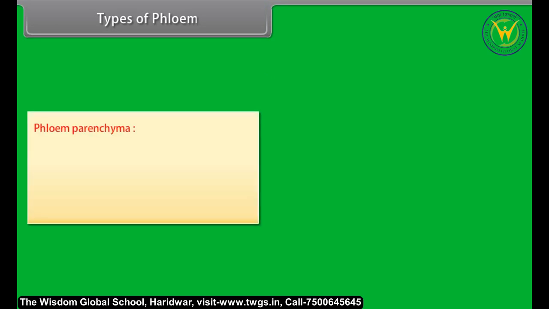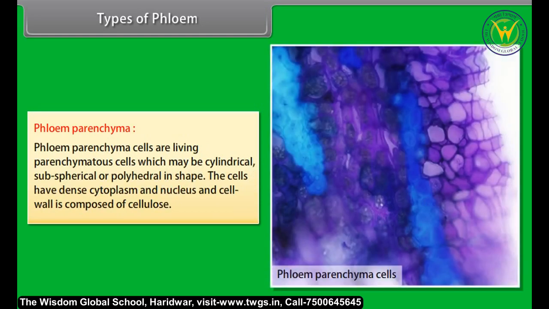Phloem parenchyma. Phloem parenchyma cells are living parenchymatous cells which may be cylindrical, subspherical or polyhedral in shape. The cells have dense cytoplasm and nucleus and cell wall is composed of cellulose.